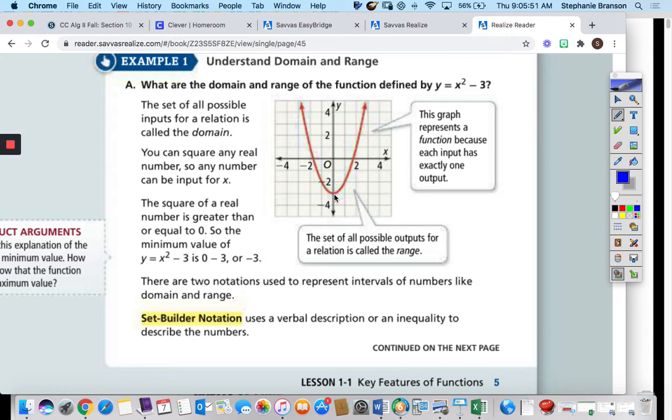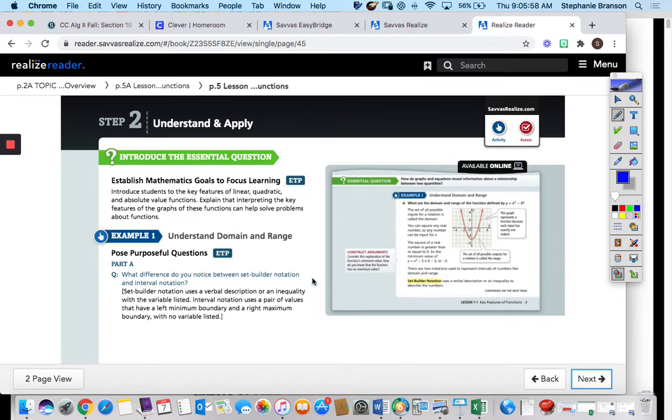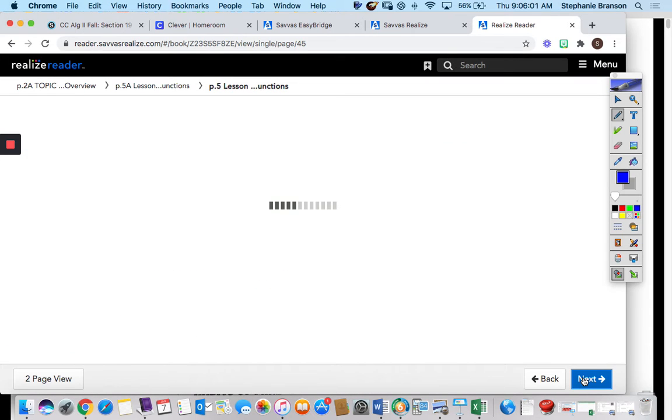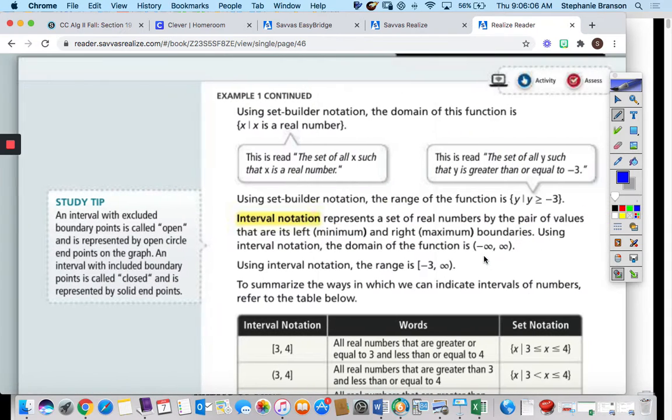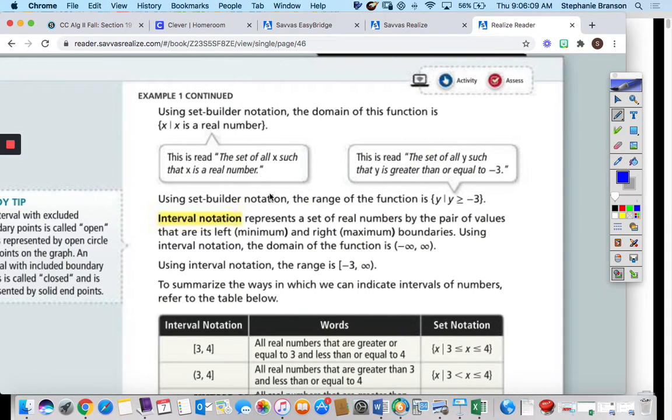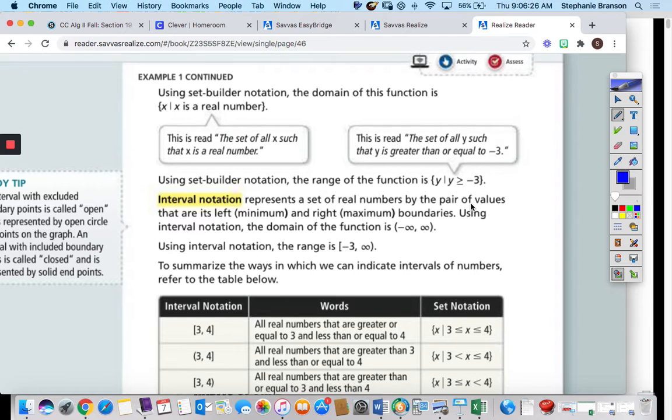So we're going to talk about two different notations to actually write this. There's set notation, and set notation uses a verbal description or an inequality to describe your numbers. If I am writing it in set notation, I'll show you the symbol that I use in a second. I'm sure you guys have seen it for all real numbers instead of writing out those words. And then I would write it as y is greater than or equal to -3.